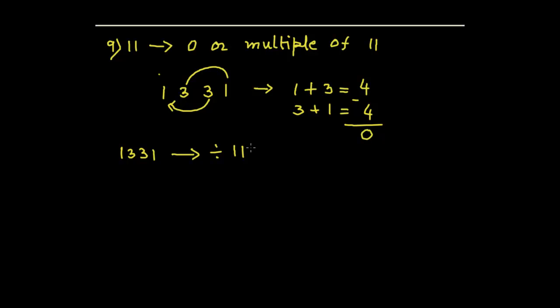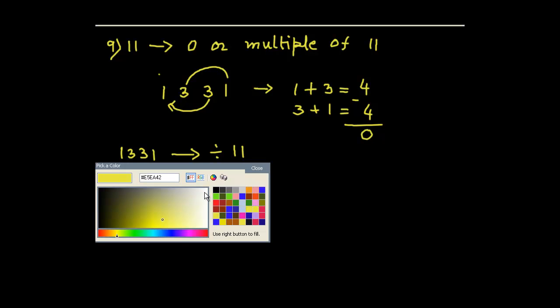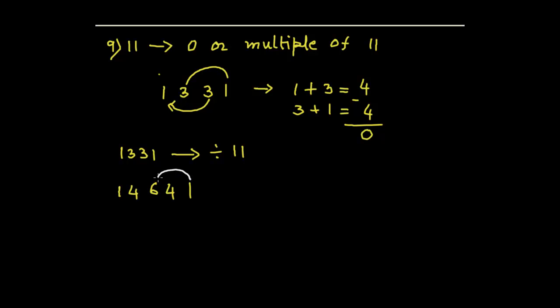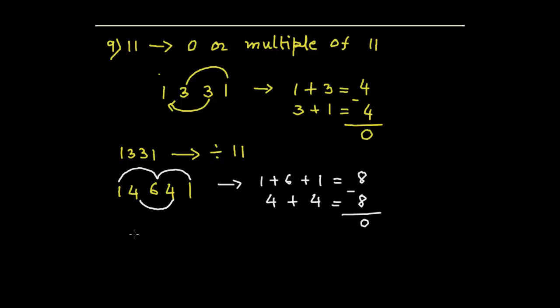Let me take another example, 14641. Now first we have to add the alternate digits 1, 6 and 1. So 1 plus 6 plus 1 is 8. Then we have to add the remaining numbers, 4 plus 4, which is 8. Now we subtract these two, so it will be 0. So the given number 14641 is divisible by 11.